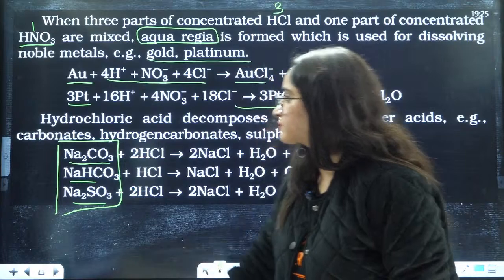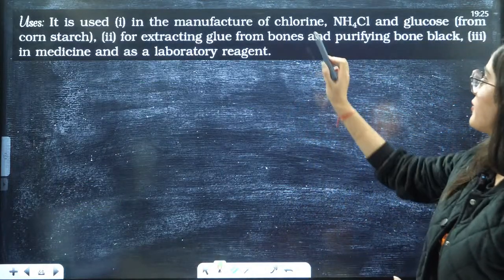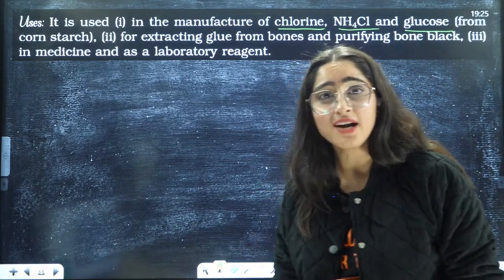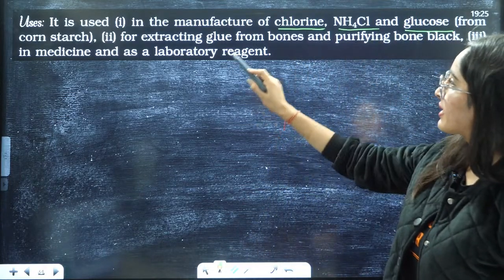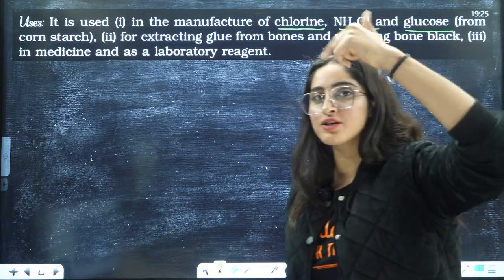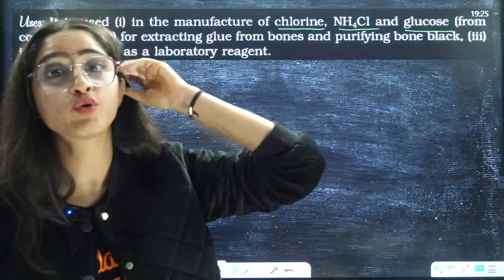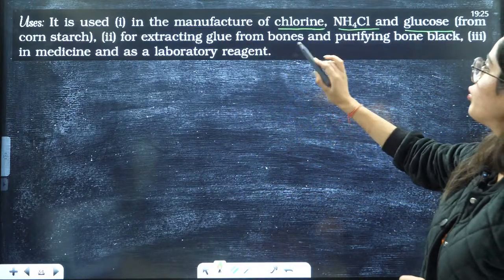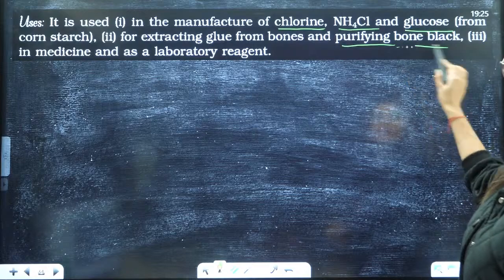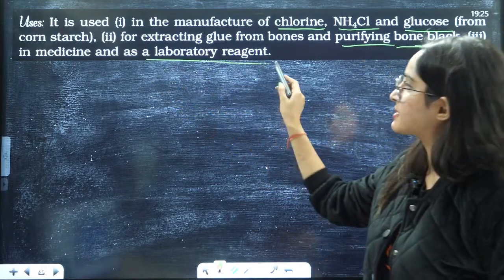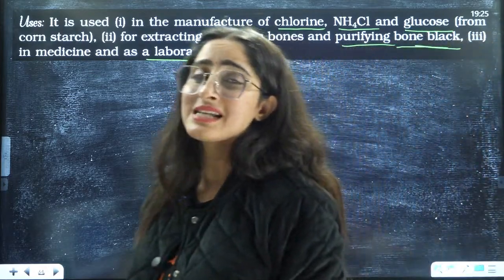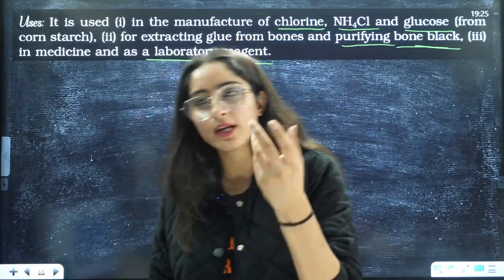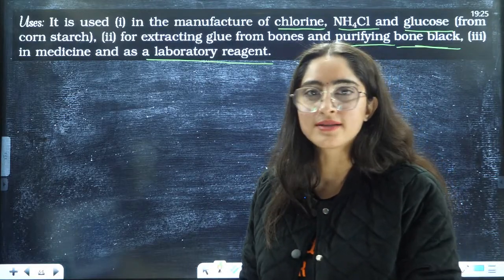Next, it is used in manufacture of chlorine, NH4Cl, and glucose from starch. For converting starch to glucose, by hydrolysis, we have used HCl; in biomolecules, we have done that. It is also used for extracting glue from bones, purifying bone plaque, and in medicine and as a laboratory reagent. Just like H2SO4, it also has so many uses. A lab is not a lab without H2SO4 and HCl.